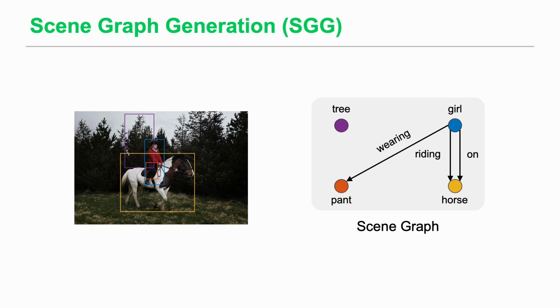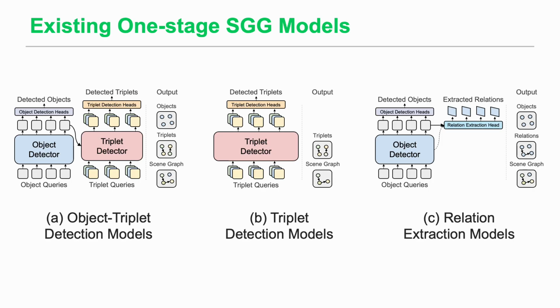Recently, one-stage SGG approaches that perform object detection and relation prediction at once have been studied, leveraging one-stage object detectors such as DETR. We categorize the existing one-stage SGG models into three distinct groups. Since edges in a scene graph can be represented as subject-predicate-object triplets, many studies embraced triplet-based approaches.